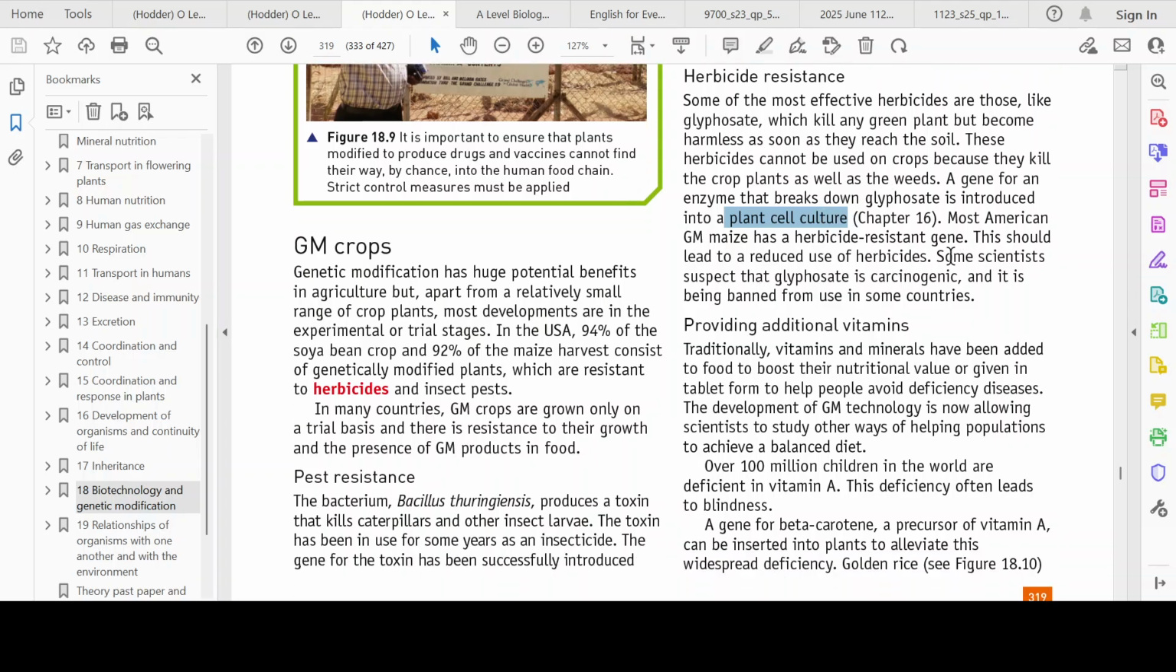Now the problem is that some scientists suspect that glyphosate is carcinogenic and it is being banned from use in some countries, right? So obviously there are issues with all of this, right? It's not a picture perfect world.